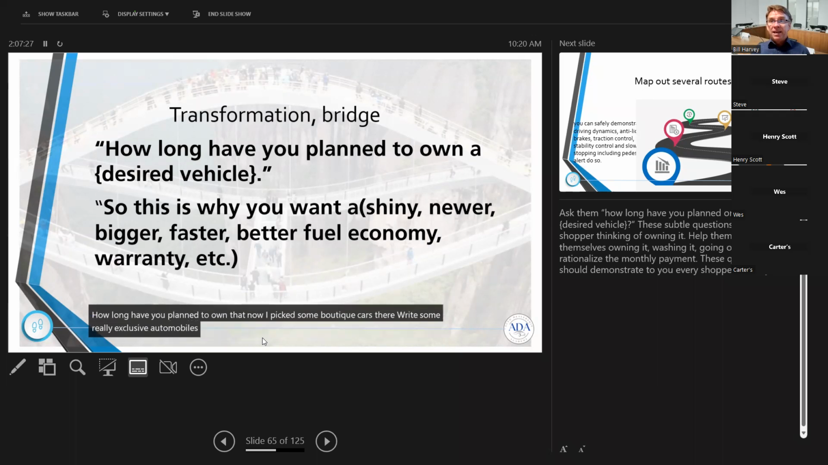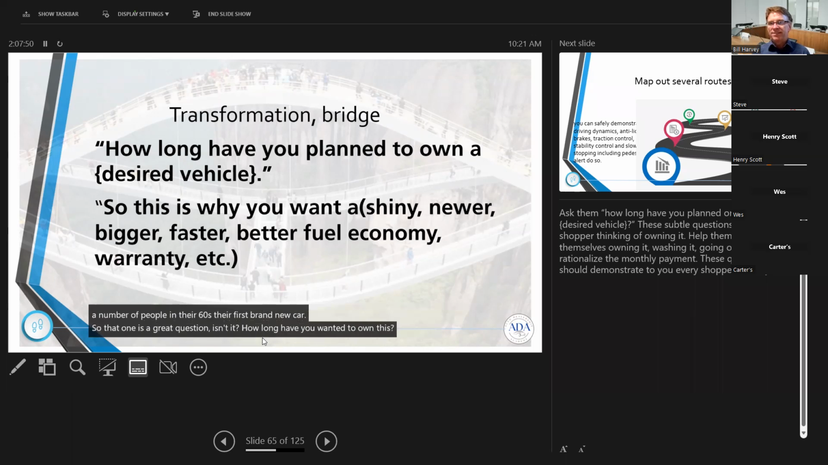This could be the first brand new automobile your client, your shopper standing in front of you considering buying, the very first one. I've sold a number of people in their 60s their first brand new car. So that one is a great question, isn't it? How long have you wanted to own this?